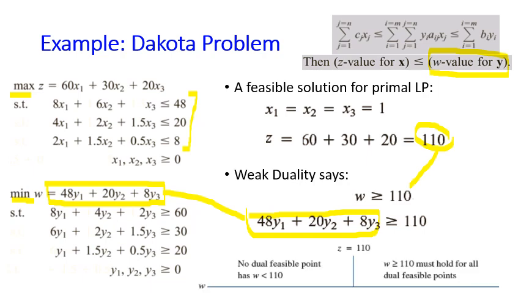So if we draw it in a graph like this, if you get the z value for a feasible solution in primal, you know that the w for any dual solution must always be greater than or equal to 110. In other words, it is impossible to find a dual solution that has a w value lower than 110.